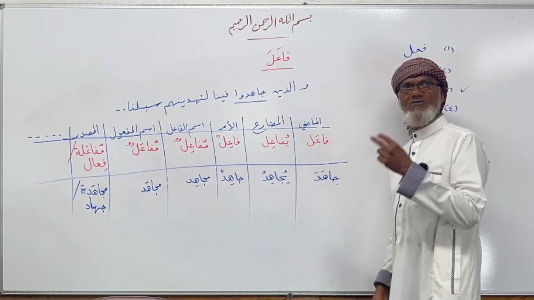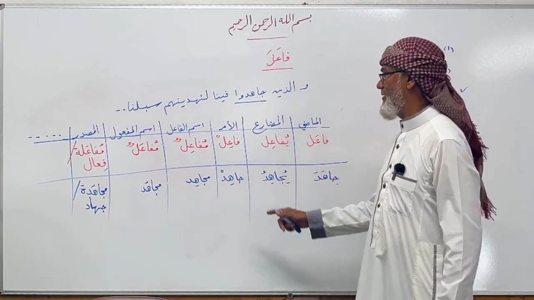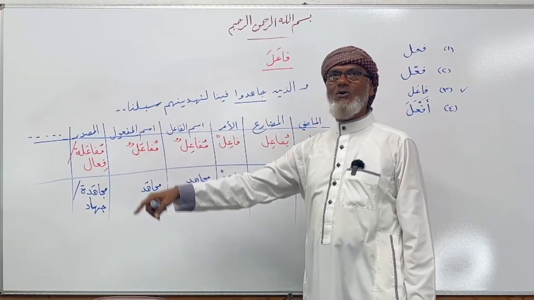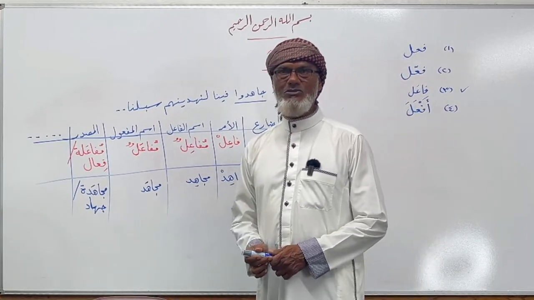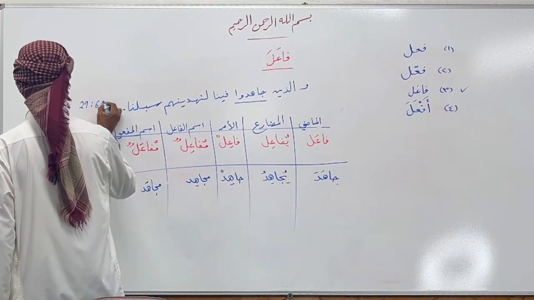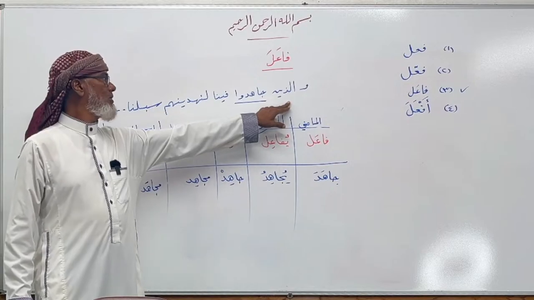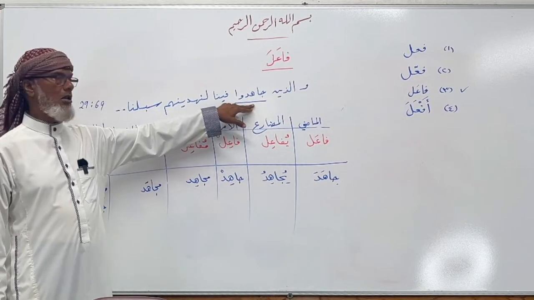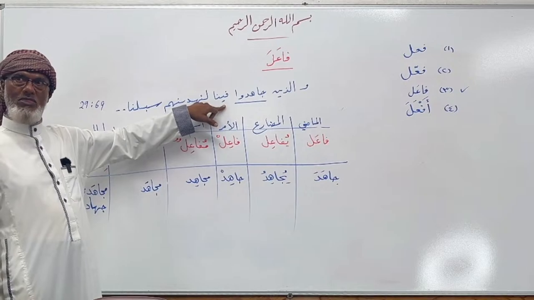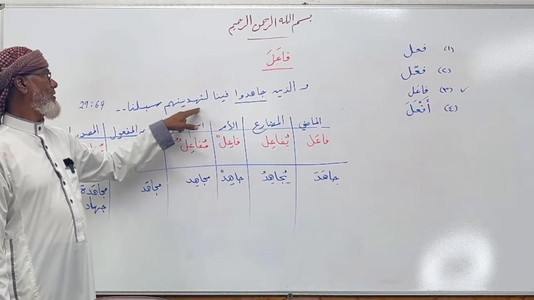So we have jahada, and if it is two, it will be jahada. And if it is plural, it will be jahadu. All right, so we have walladhina jahadu fina lanahdiyannahum subulana. Surah 29, Surah Al-Ankabut, and it is ayah 69. So 29:69. So the translation of this: and those who struggle fina, with us, in us, for us, lanahdiyannahum, we will surely guide them.